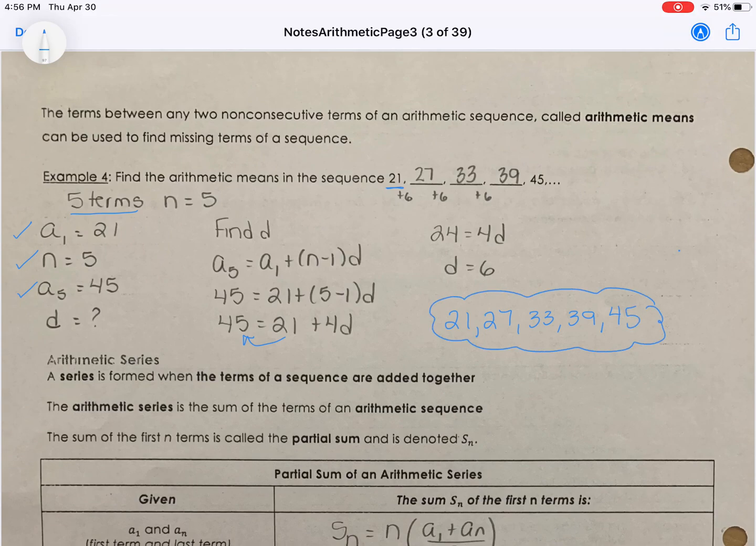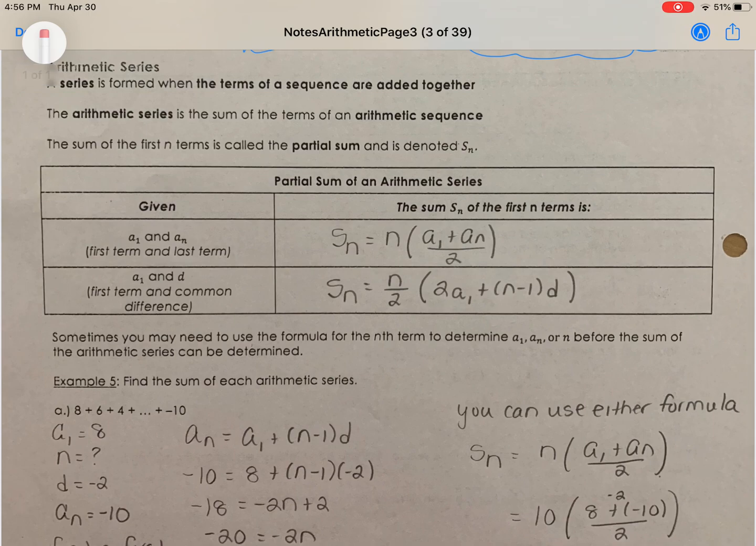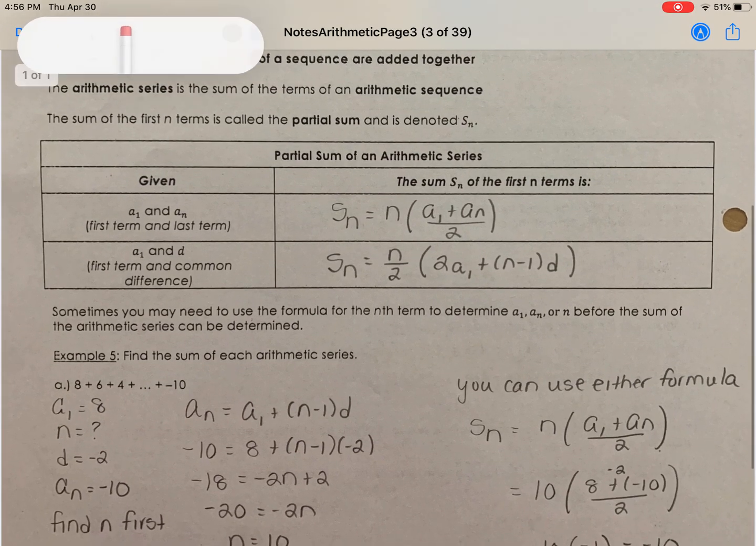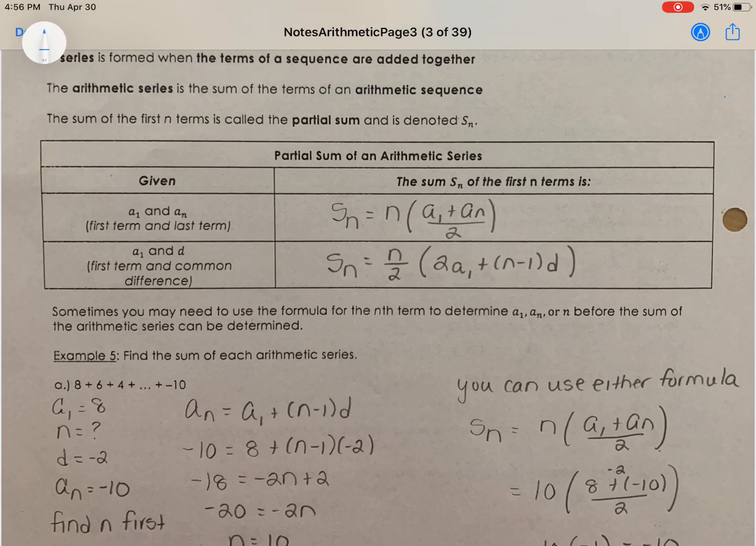So again, what I would suggest is that when you write out your final answer, write out what the sequence should be with all the missing numbers in the middle. So again, here's your final answer. You're just writing it all out, and you have all that work to support and back up what you just said.